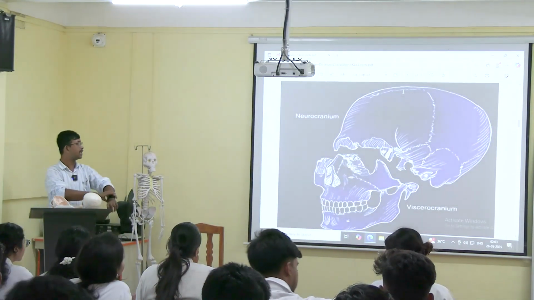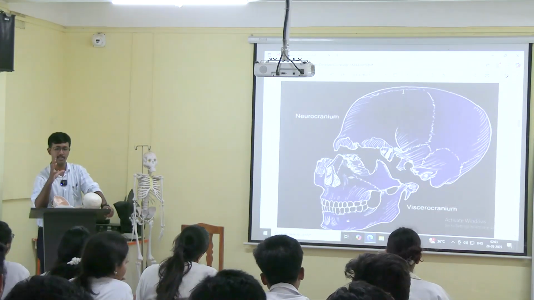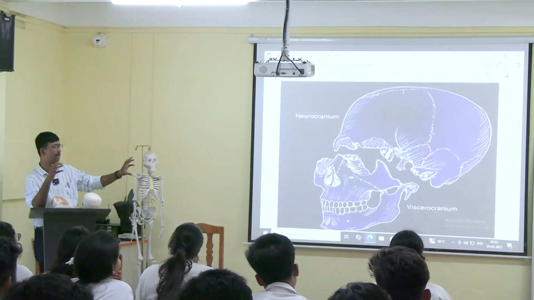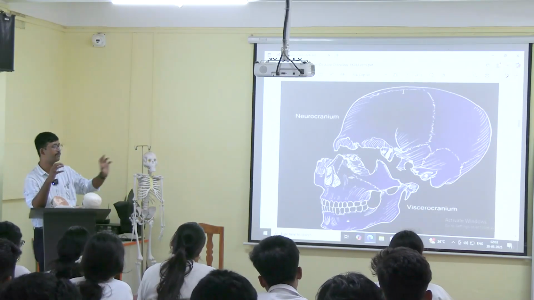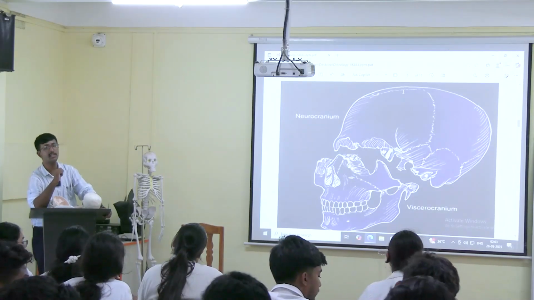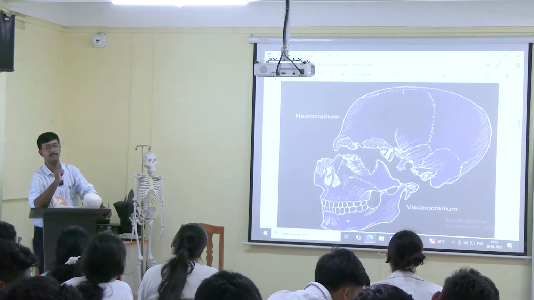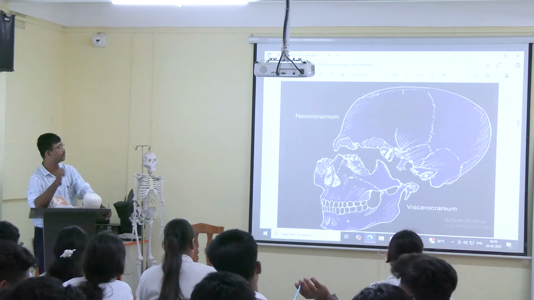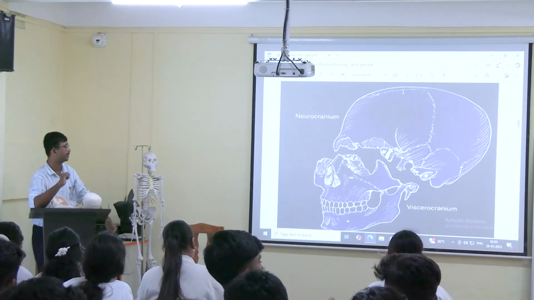Now as you can see, as I have already mentioned, the whole skull is divided into the cranial part as well as the facial part. Cranial skeleton and facial skeleton. This cranial skeleton is known as neurocranium, and this facial skeleton is known as viscerocranium.